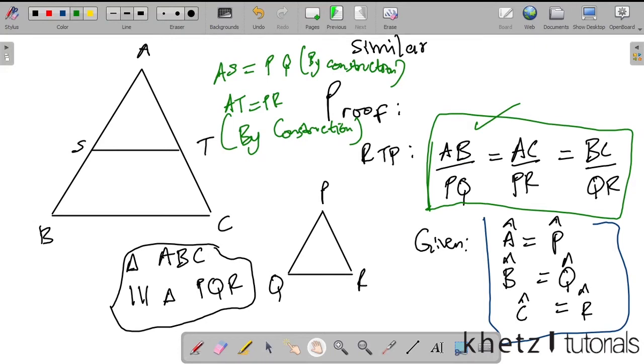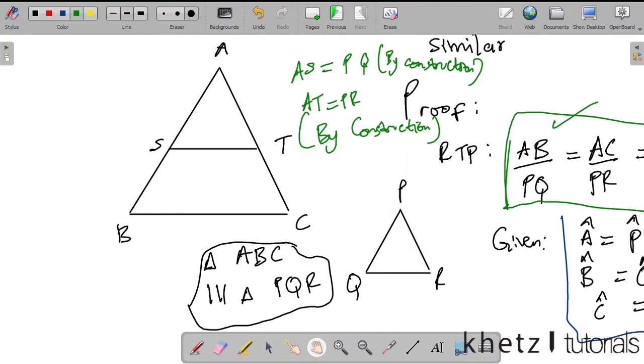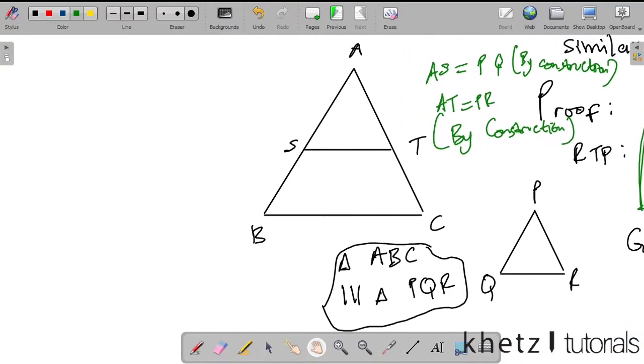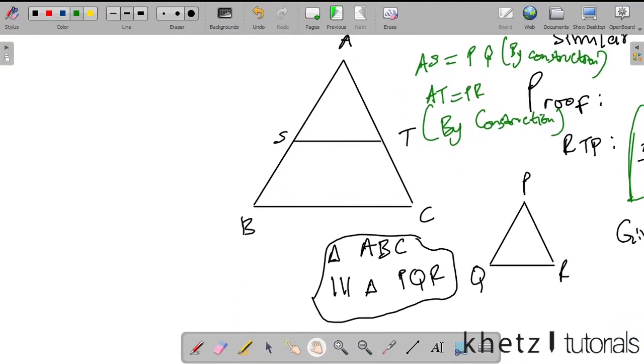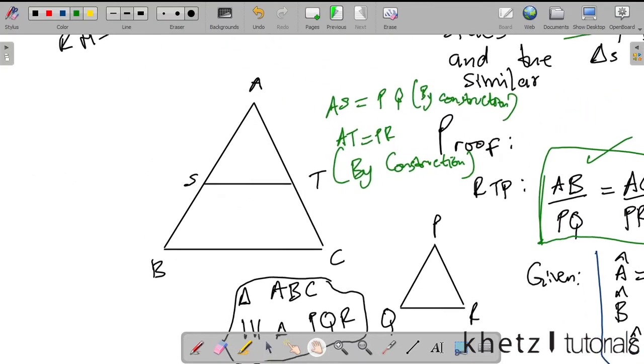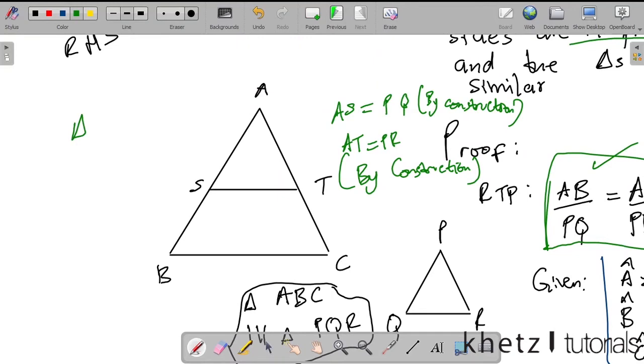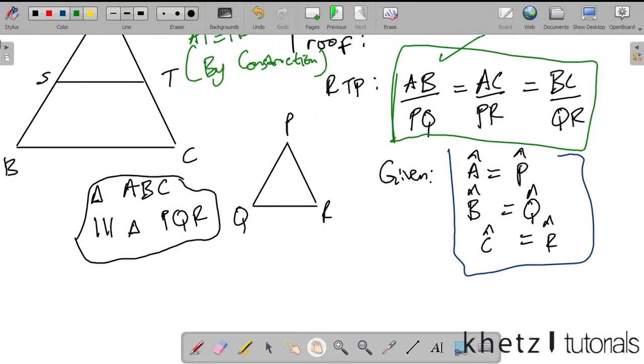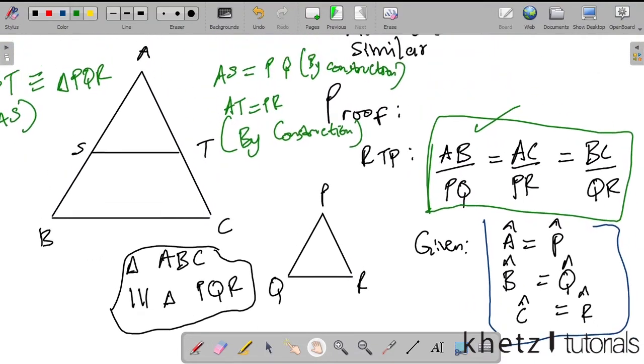The way that we'd actually proceed would be, if you look at AST, let's come here. We're going to provide reasons why this is the case. So let's look at AST. Triangle AST is congruent to triangle PQR. And this is why. The reason for that is side, angle, side. And that is what we were talking about previously here.